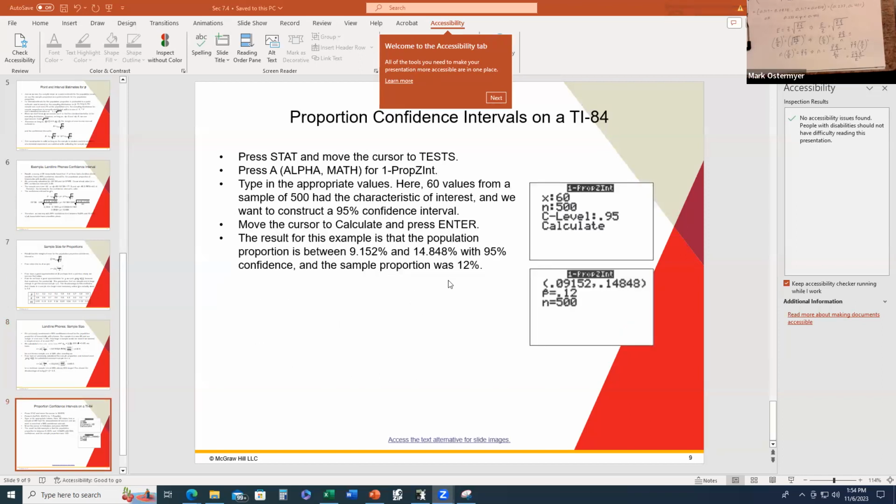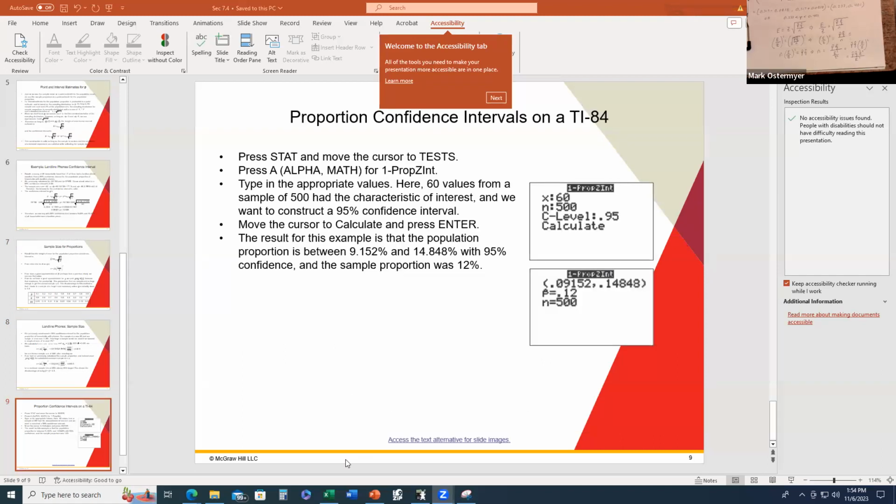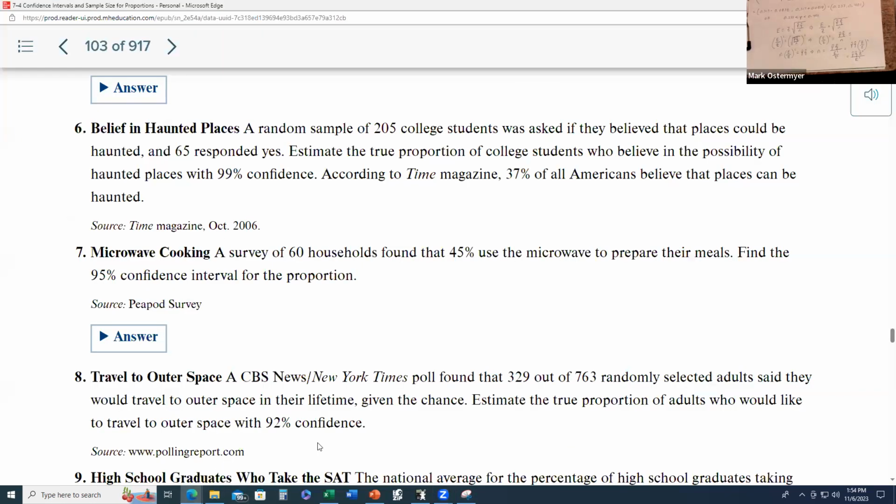Now, unfortunately, on our calculator, we cannot do a sample size problem directly. So we kind of have to know this formula here. That's why it's important to have that at your disposal. All right, let's go back to our textbook and finish up here today. Let's see if we can maybe do a sample size problem.